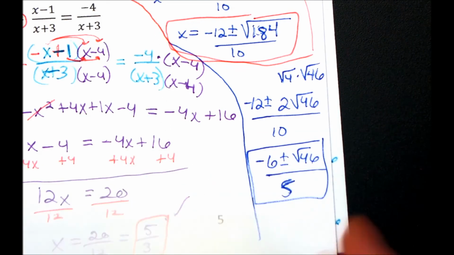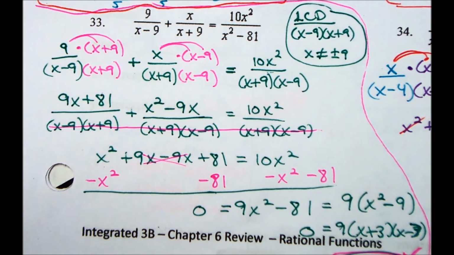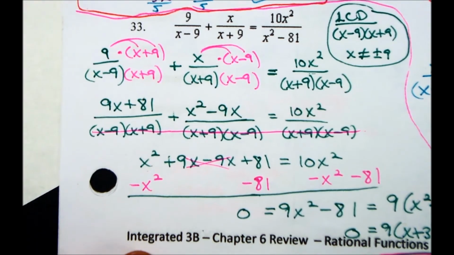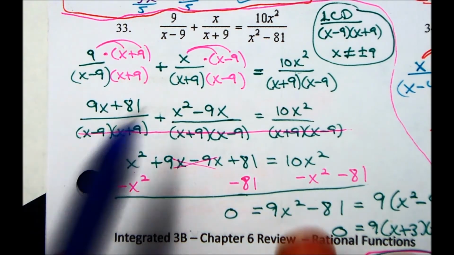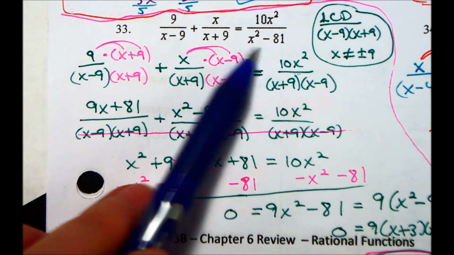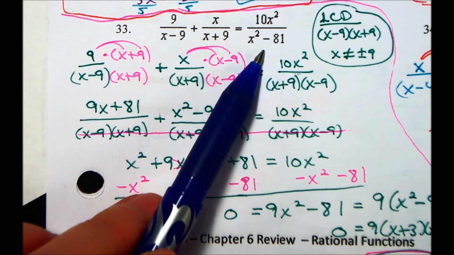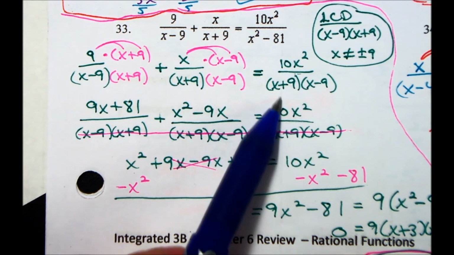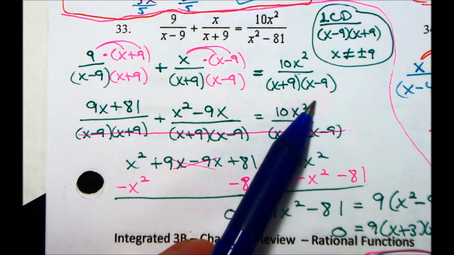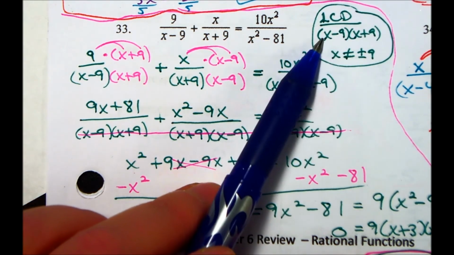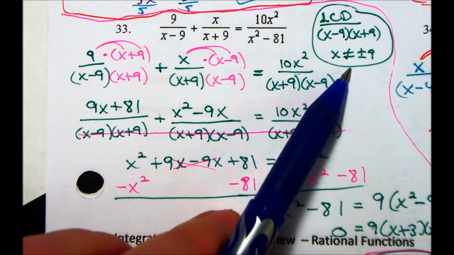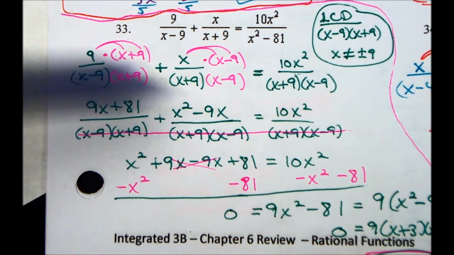All right, these next couple problems are probably on the next page for most of you with the newer handout. So in problem 33, you look at your denominators and factor that denominator. This one factors into x plus 9, x minus 9. So that is also going to be your least common denominator. Your undefined values are going to be positive and negative 9.